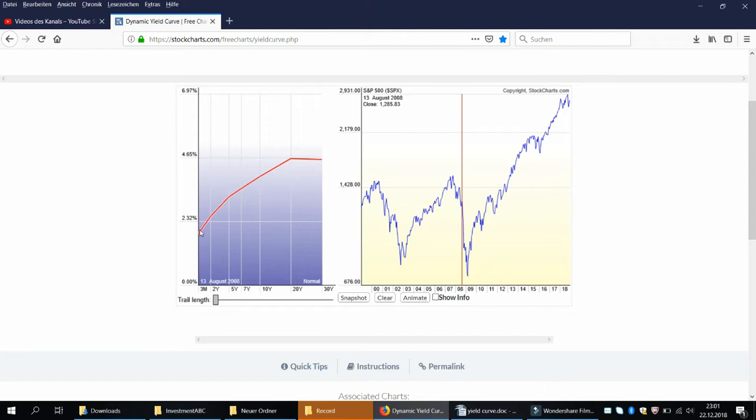For example, here a 3 months bond is yielding less, like here 1 point something, compared to a 10-year treasury bond, which yields here more than 3%. And this typically makes sense, because why would you tie your money for a longer time and yield less? Doesn't make sense.